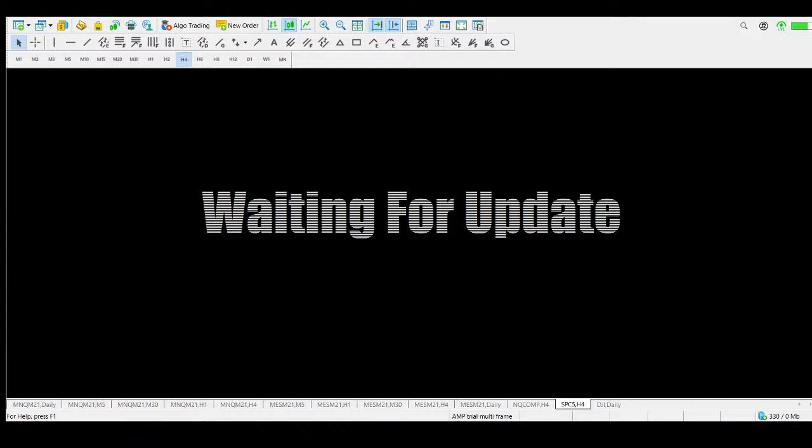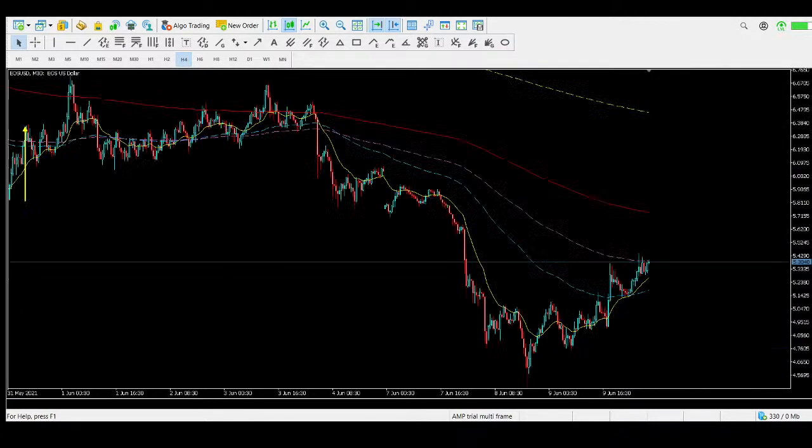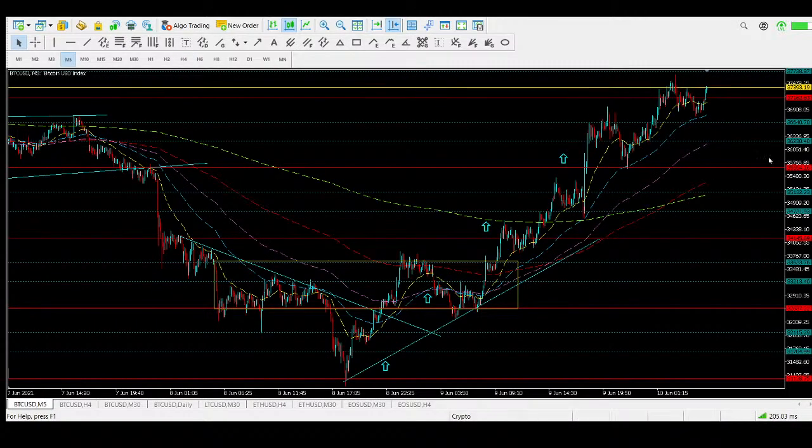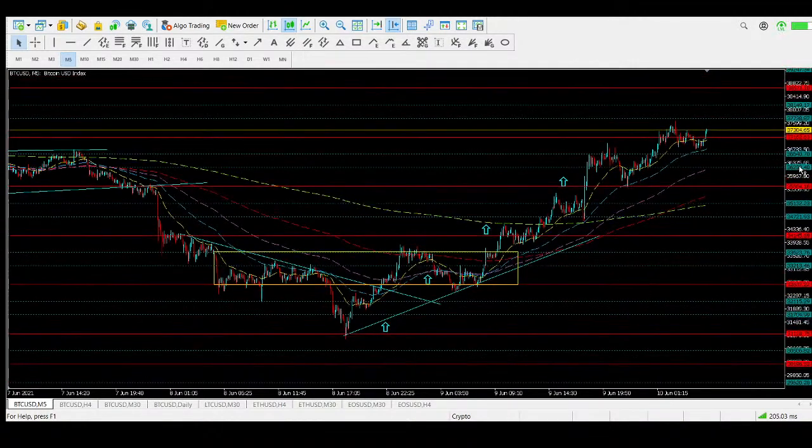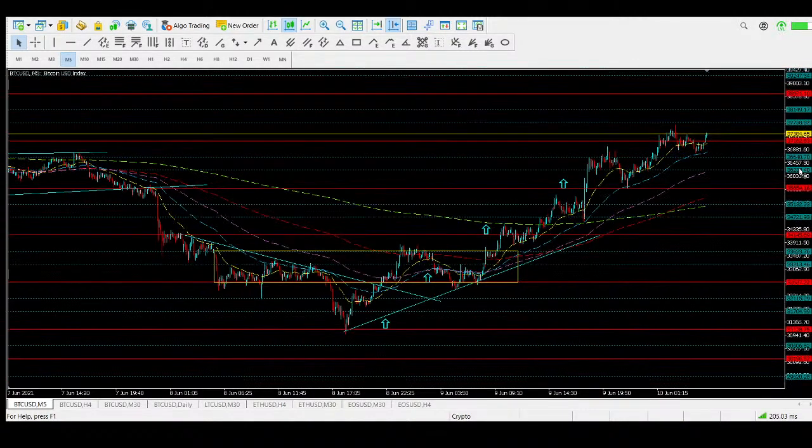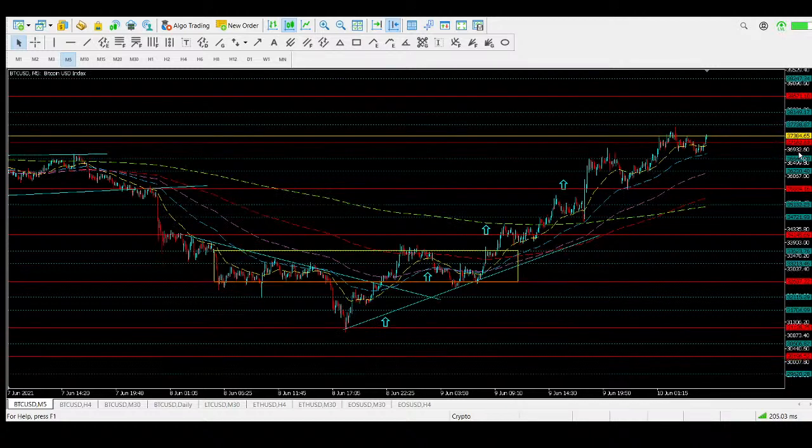Bitcoin and Ethereum. Well, it's already popped above 37,162. Most probably we'll be looking at 37,738, which is the next level in between this trading zone here.